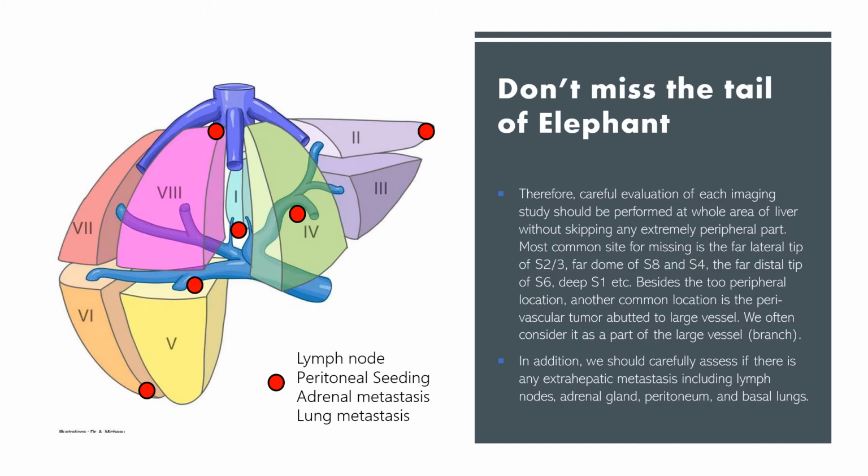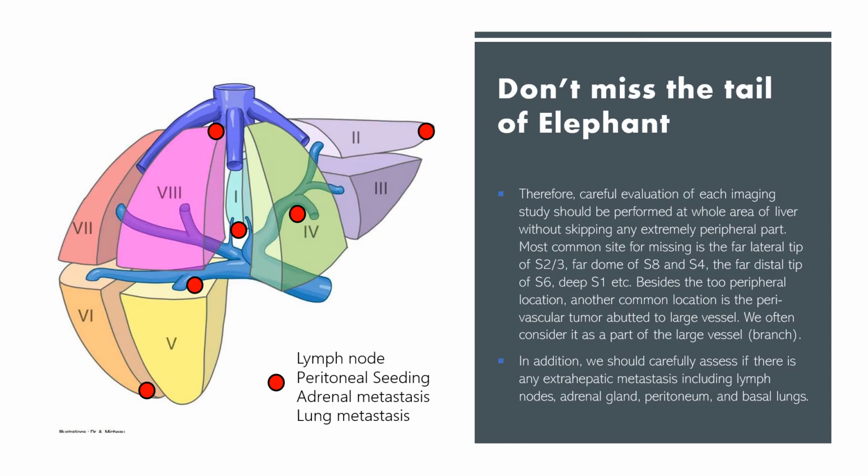Therefore, careful evaluation of each imaging modality should be performed over the whole area of the liver without skipping any extremely peripheral part. The most common sites for missing, I think, are the far distal, far lateral tip of S2 or 3, far dome of S8 or S4, far distal tip of segment 6, deep S1, etc.